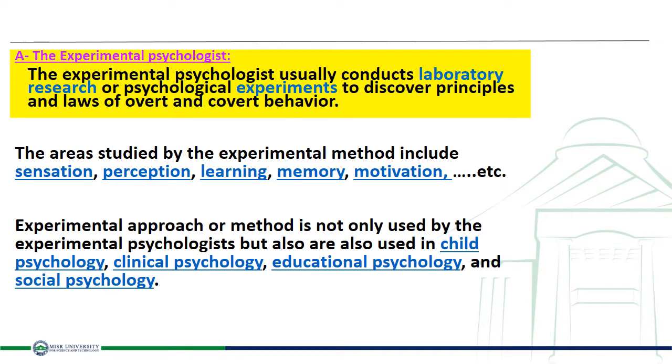Now, to sum up, we covered three main points. The first one: what is the definition of the experimental psychologist? The second point: what are the main topics studied in the experimental lab? And the third one: the relationship between the experimental research method or experimental approach and experimental psychology.